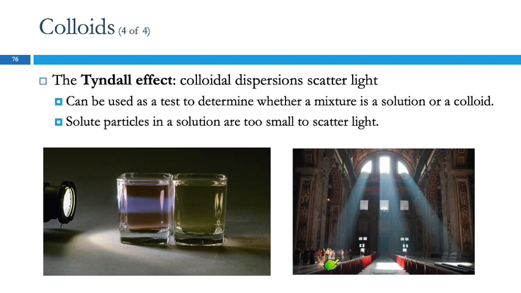And this is the same effect that allows you to see the sun rays coming into a building, right? What that means is you've got a lot of dust in the air. If your air was really, really clean, you wouldn't see the sun streaming in the windows. Any questions?